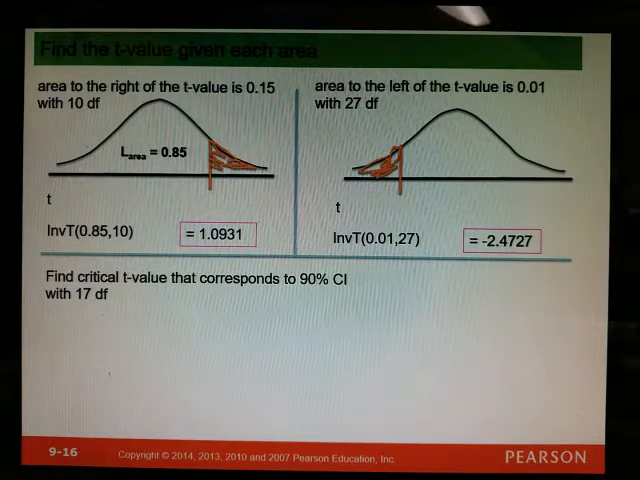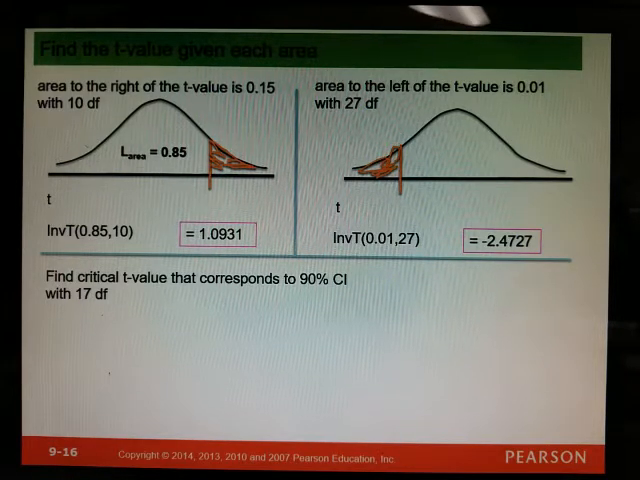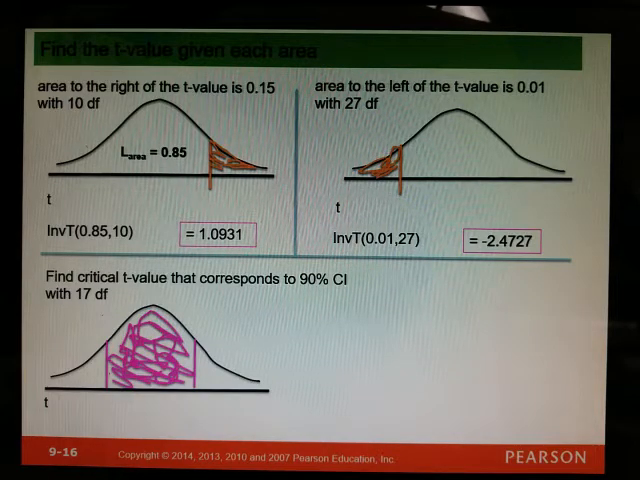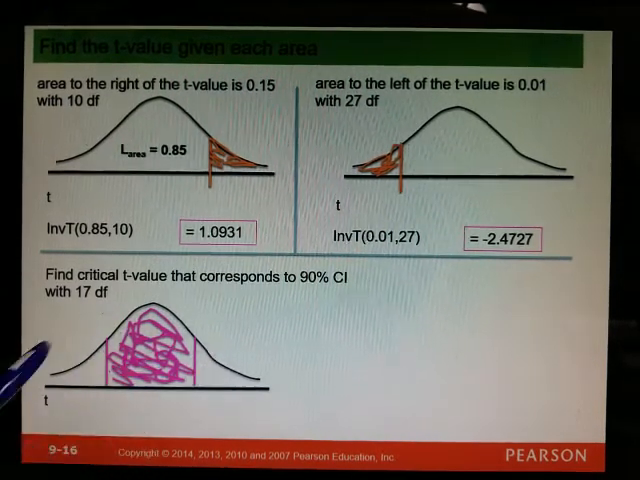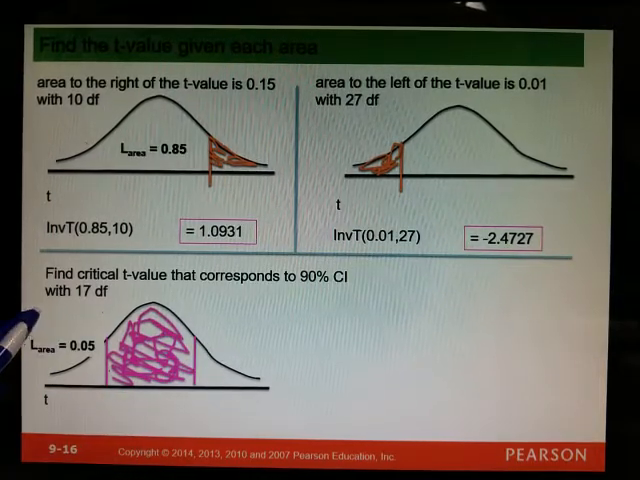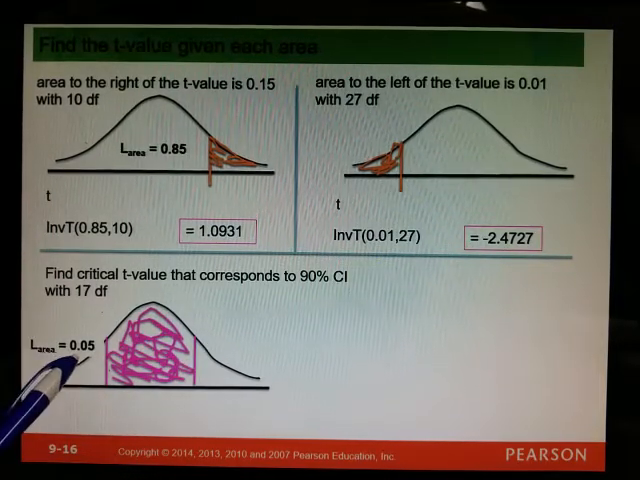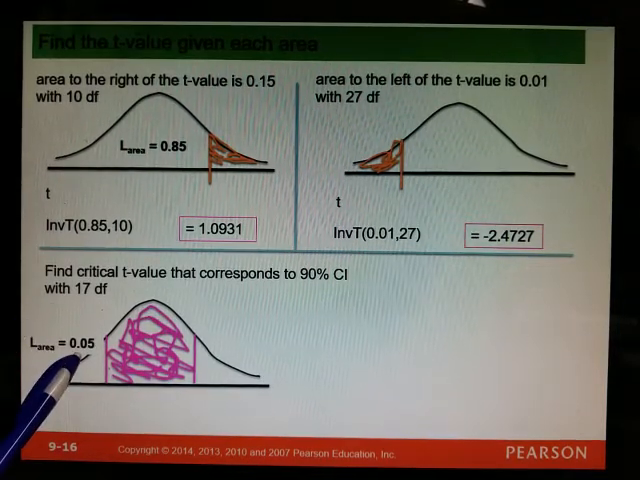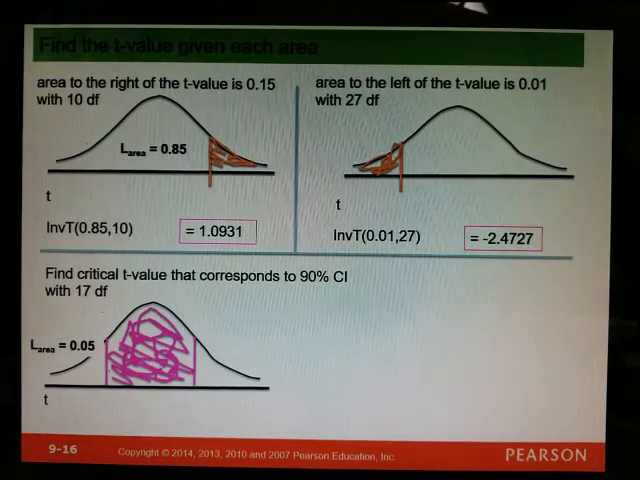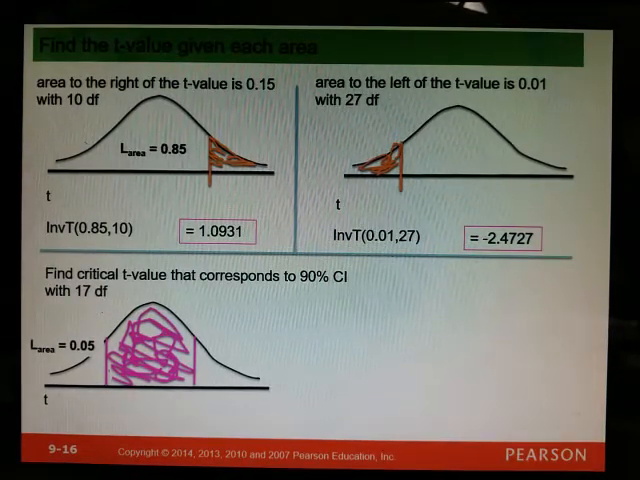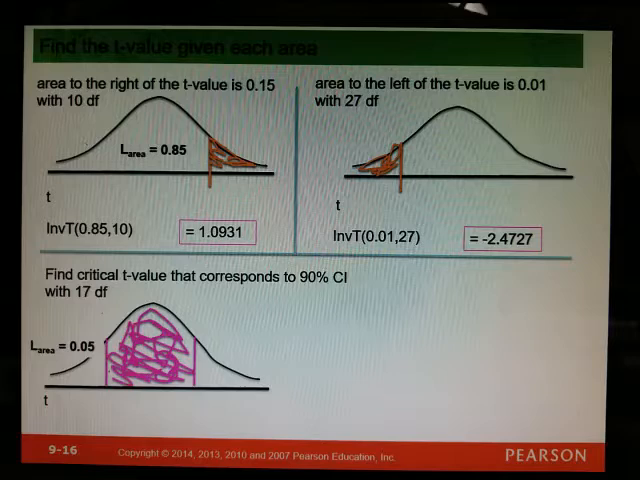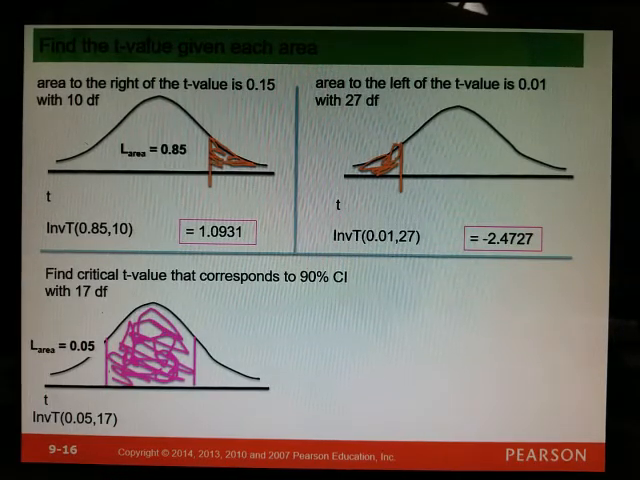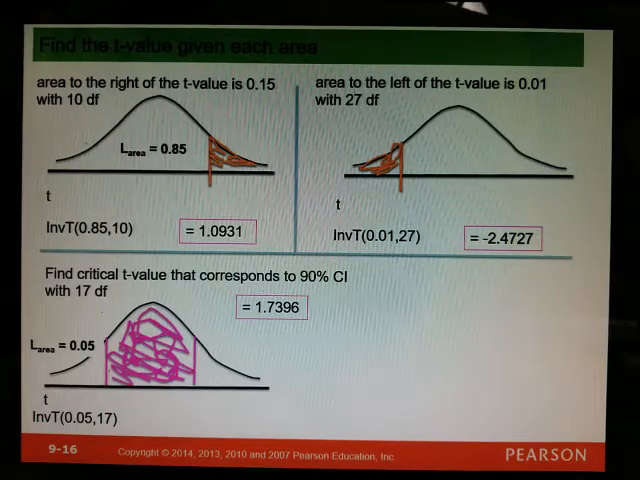Next one says find the critical t-value that corresponds to a 90% confidence interval with 17 degrees of freedom. So 90% would be in the middle. If 90% is in the middle, that means I've got 10% cut in half. So 0.10 divided by 2 is 0.05. Or think of it as 10% divided by 2 is 5%, which is 0.05. So I need the left area for the inverse t. Again, these are inverse t's, not inverse z's or inverse norms today. So the inverse t of 5% with 17 degrees of freedom would be my critical value.